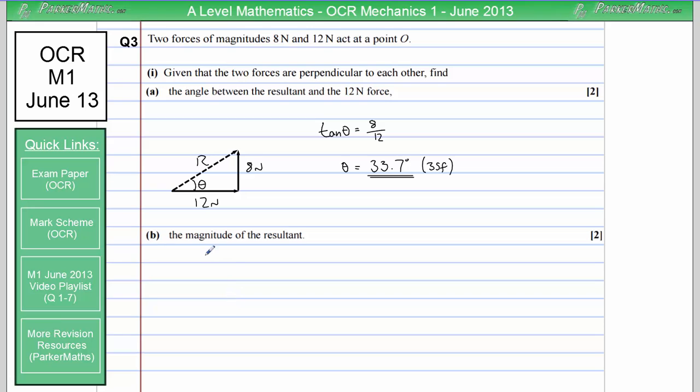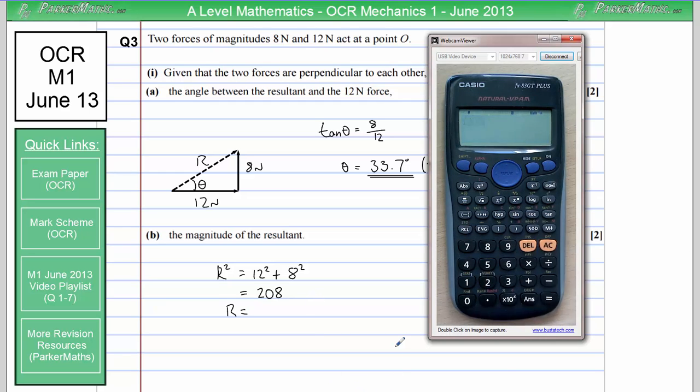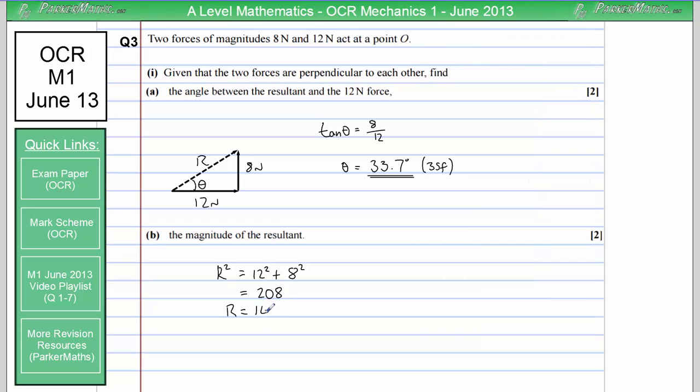In part B, I need to find the magnitude of the resultant. All that is the length of this vector, and to find that, I'm just going to use Pythagoras. So I'll say that r squared equals 12 squared plus 8 squared. That's 144 plus 64, which is 208. So to find r, all I need to do is square root 208, and that gives me 14.4 to 3 significant figures.